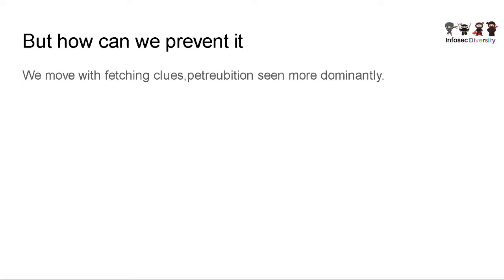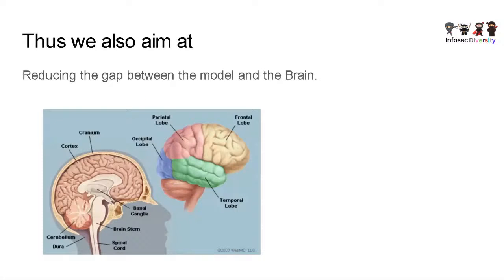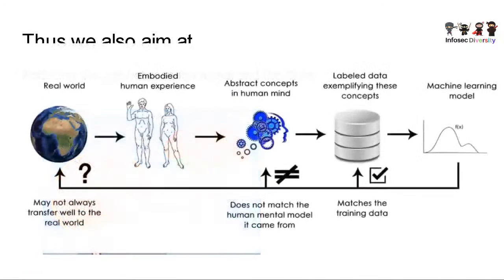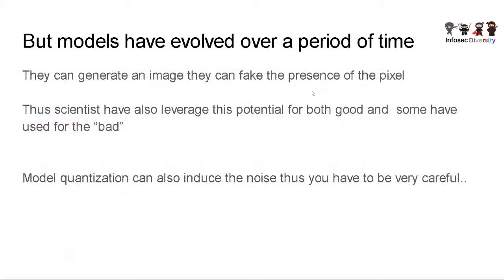We remove the perturbation more dominantly. That's what we are as humans, and reducing the gap between a model and a brain. That's what we are thinking about. So there's a world, there's a Homo sapiens who starts observing, and there's a database which is the brain, and it starts building out. What we are trying to do now is a non-equivalent approximation of what a brain can do. But the models have evolved over a period of time.